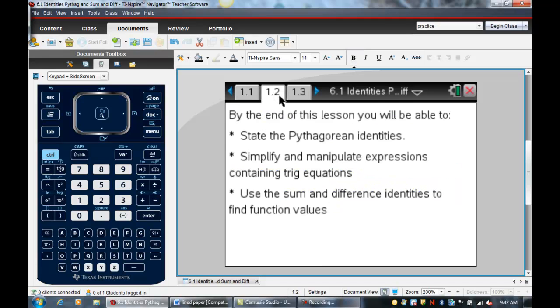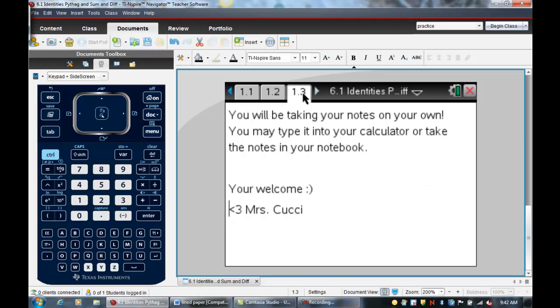Okay, so by the end of this lesson you will be able to state the Pythagorean identities, simplify and manipulate expressions containing trig equations, and use the sum and difference identities to find function values. Now, today you're going to be taking your own notes in your notebook, so please make sure that you have that out in front of you. I'm not giving you guided notes today. I'm going to have you guys write everything down.